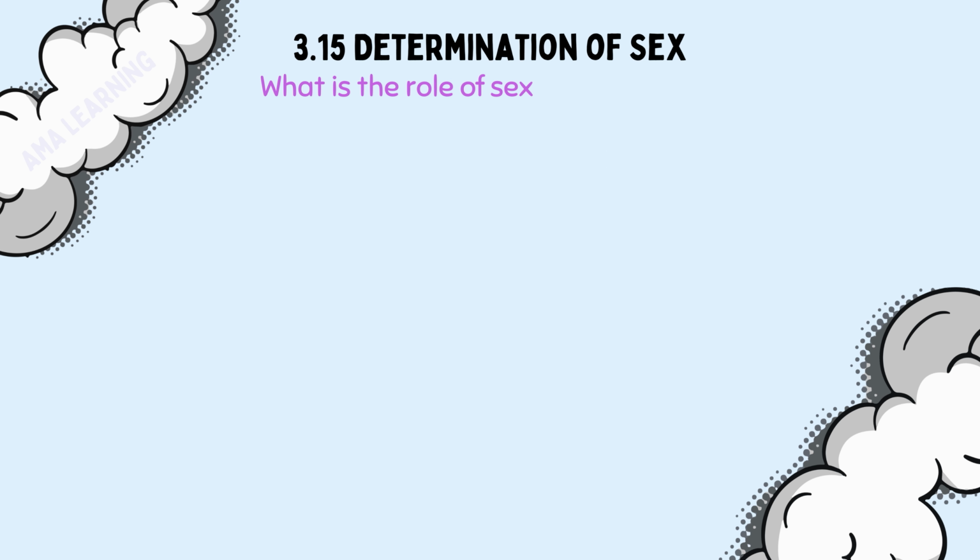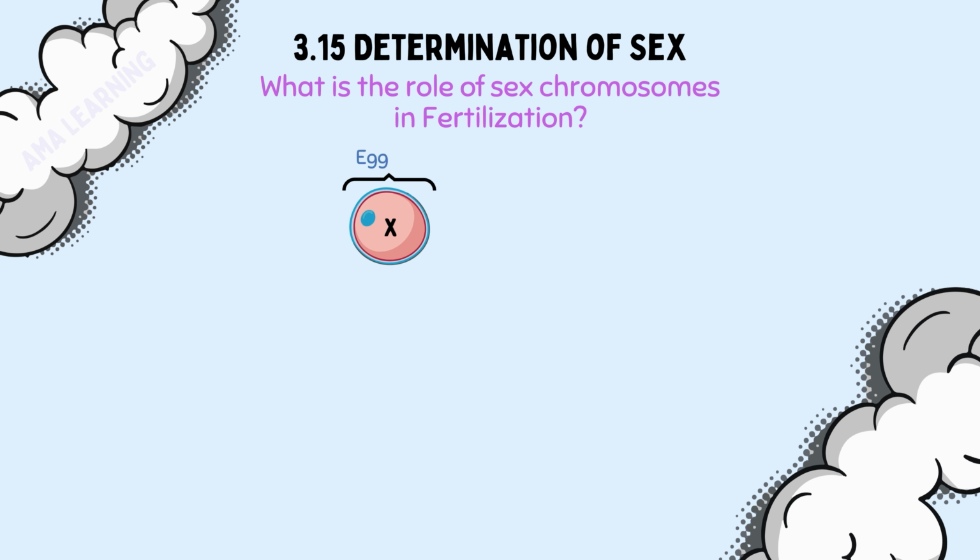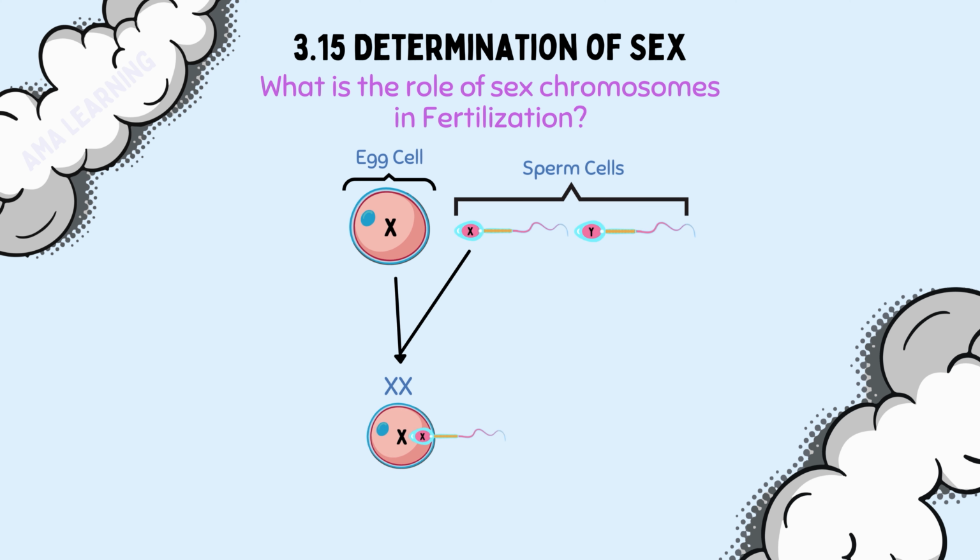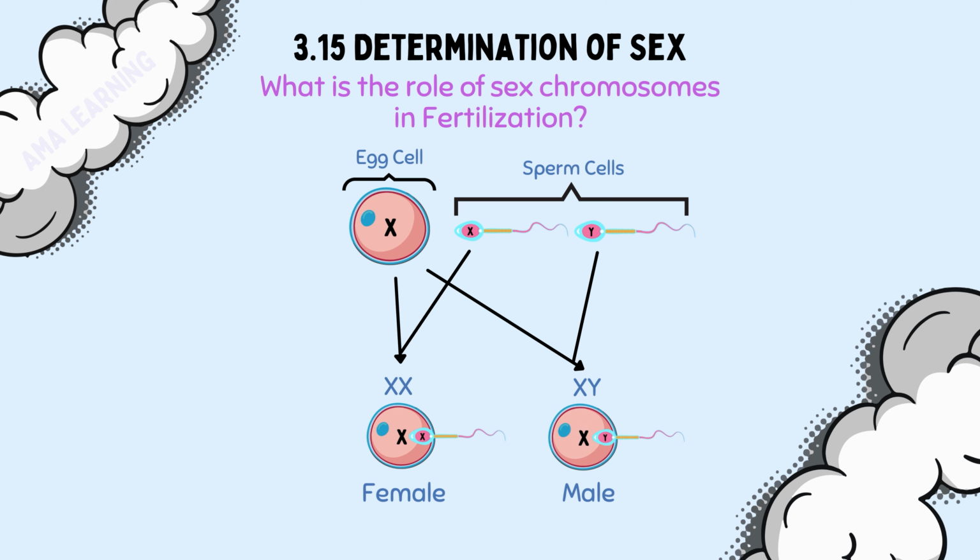What is the role of sex chromosomes in fertilization? During meiosis, gametes, sperm and egg, receive one sex chromosome. The mother's egg always provides an X chromosome, while the father's sperm provides either an X or a Y chromosome. The combination determines the offspring's sex. Double X chromosomes lead to the development of a female, and XY chromosomes lead to the development of a male.